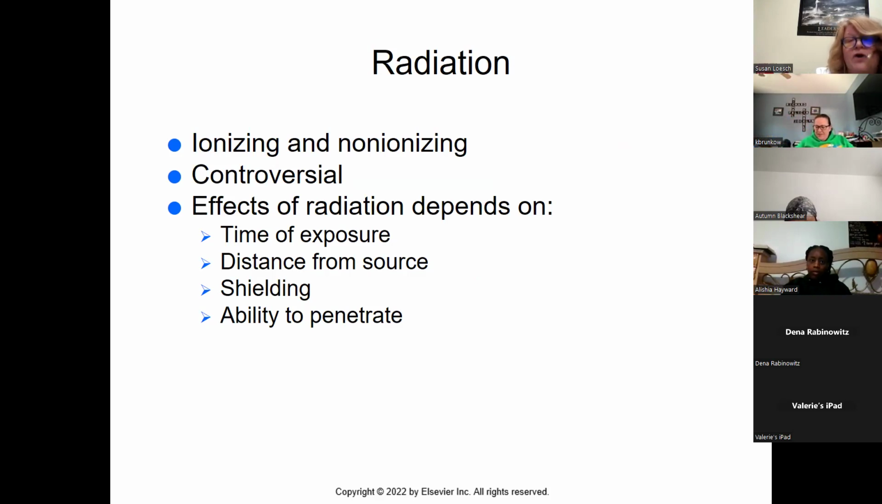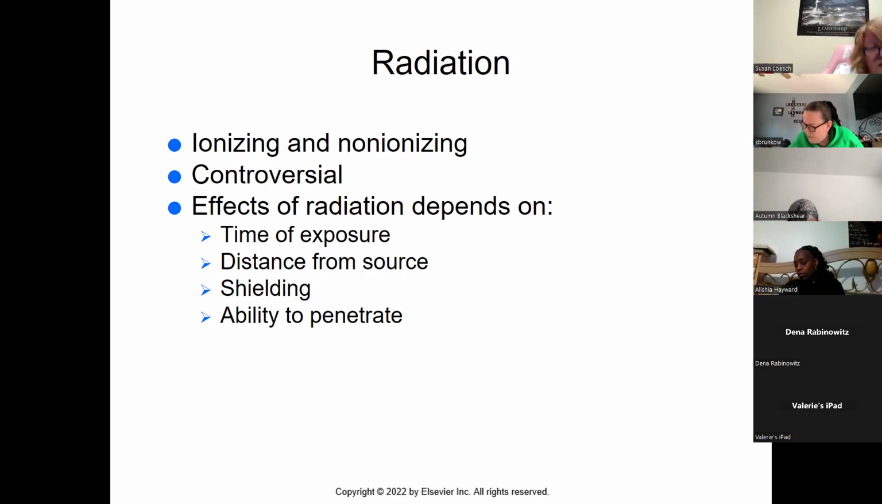Okay, so how much time are you going to be in the room? So whenever someone is getting radiation treatment and radiation has the ability to affect you, typically we're going to limit your time in that room to about 30 minutes per 8-hour shift.